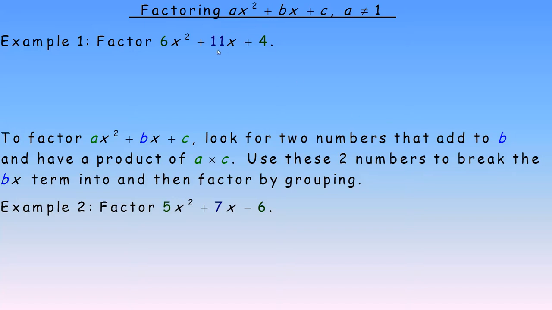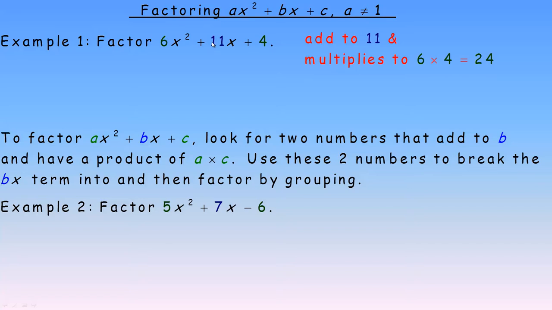So the idea is this: we're looking for two numbers, and if you remember factoring x² plus bx plus c, the sum was this, and the sum is still 11. So we're looking for two numbers that add to 11, but that multiply not to just the 4, but the product of the 6 and 4. 6 times 4 is 24, so we're looking for two numbers that add to 11 and have a product of 24.